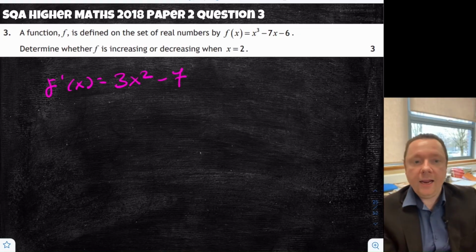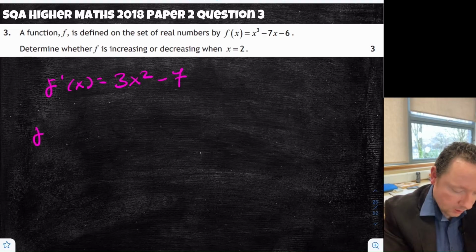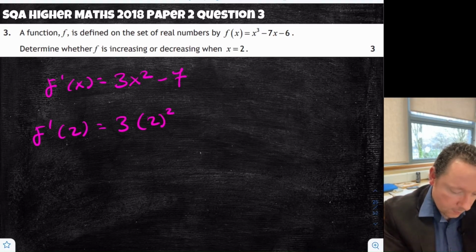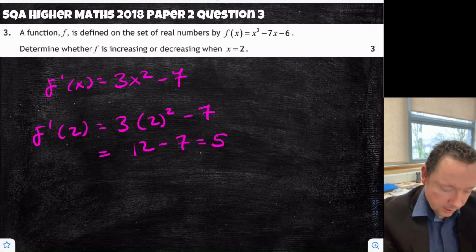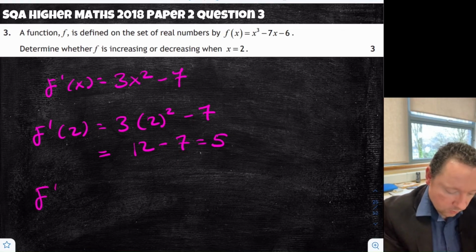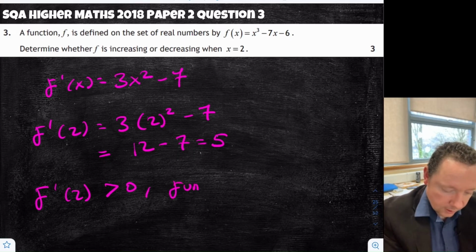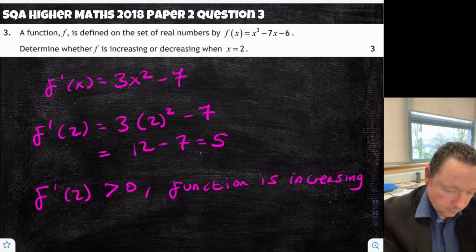At x equal to 2, f dash of 2 in other words, we get 3 times 2 squared minus 7. That's 3 times 4 is 12, take away 7 equals 5. And then we need to write a little statement. Since f dash of 2 is greater than 0, the function is increasing at x equal to 2.